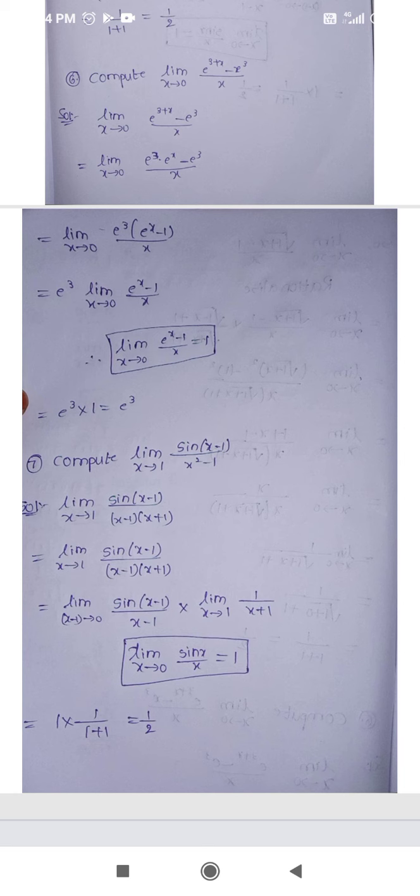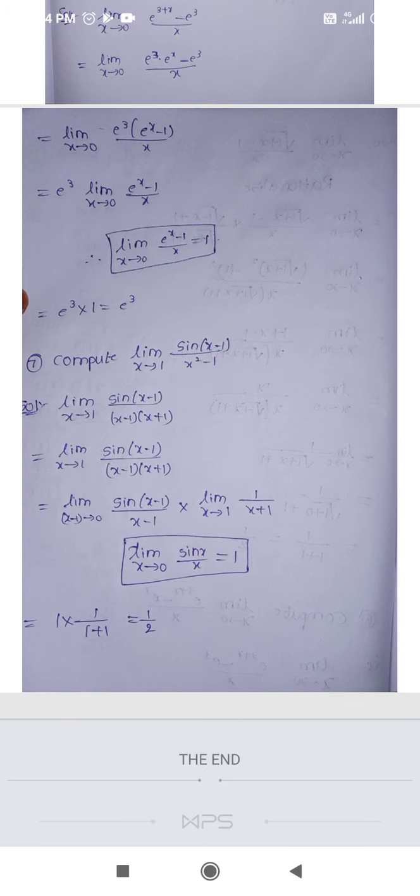minus e cube. So we took the common factor, so e cube into e power x minus 1 by x. So e cube is a constant, we can't do anything with this, so we have written it outside the limits. So e cube limit x tends to 0, e power x minus 1 by x. By seeing this form, we get one formula: limit x tends to 0, e power x minus 1 by x is equal to 1. So e cube into 1 is equal to e cube. So that is the formula.